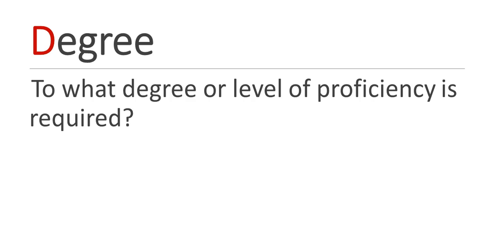D is for degree. To what degree or level of proficiency is required? How can we measure the learning? By the way, if we don't state it, it actually means 100% accuracy. So if it's not stated, it's always implied that 100% accuracy is what we mean.